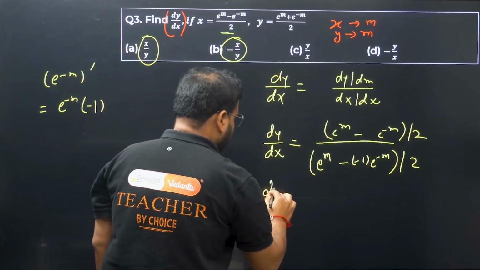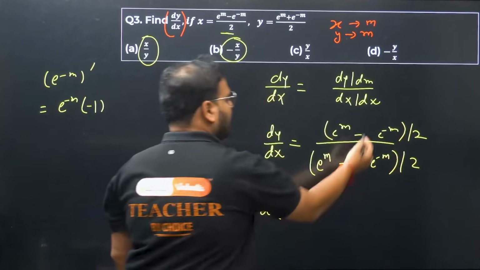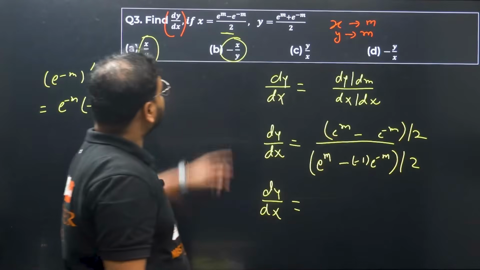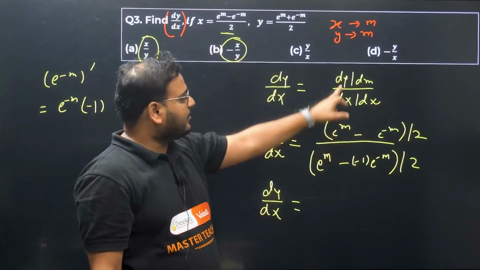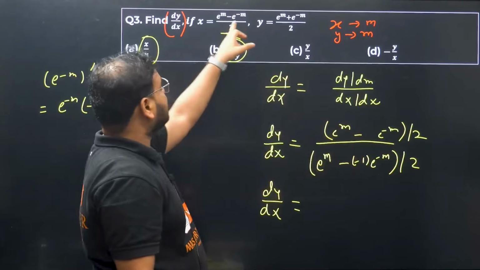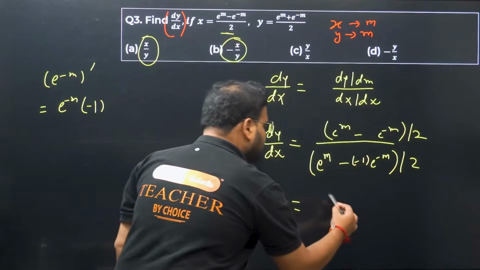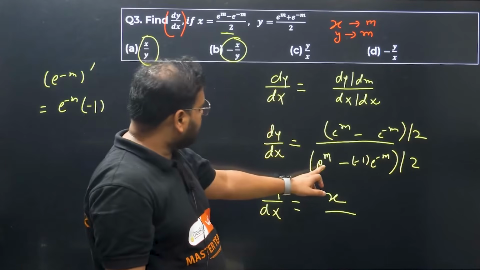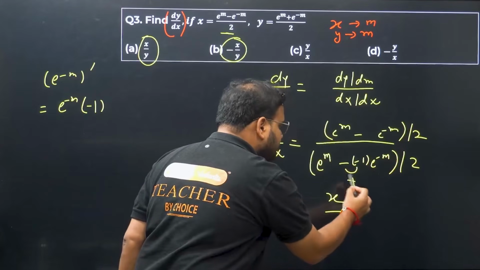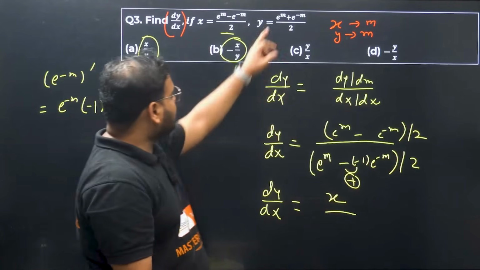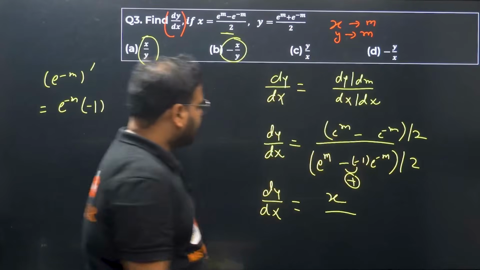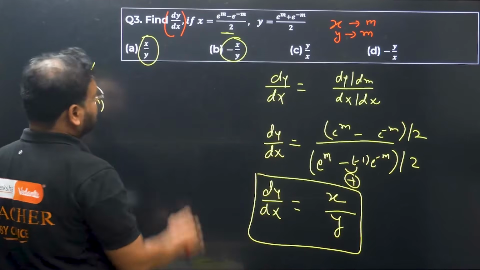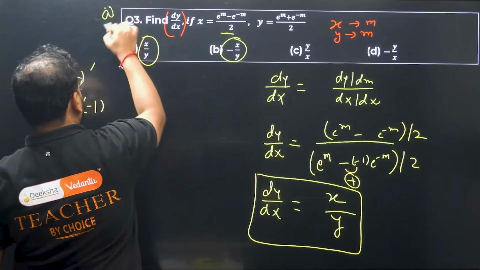So we get dy by dx, one last step over here. Have a look. This is nothing but e power m minus e power minus m by 2. That's my x value. Yes, I differentiated y, but I'm getting this, which is my x value. So I'm going to write this as simply x. Numerator is x. Now denominator, e power m, and minus and minus will be plus. So I get e power m plus e power minus m. I get this as y, and that's my answer. So the question is, option A is correct.